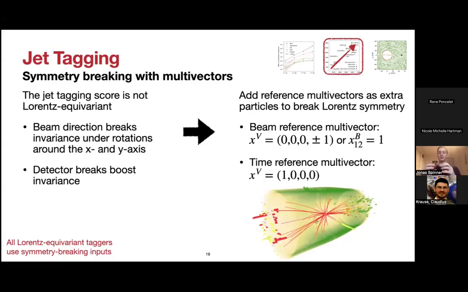Why this works is because the architecture is still fully Lorentz equivariant, but the inputs are fixed and they do not transform under Lorentz symmetries. So if you want, the architecture is still equivariant, but the inputs are not equivariant, even though they are vectors.